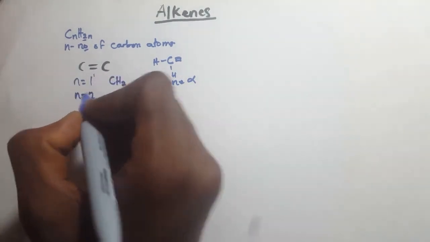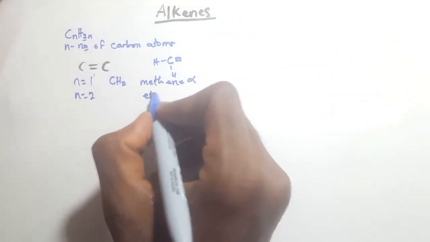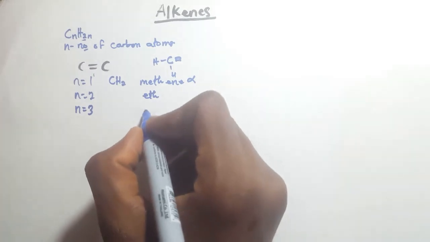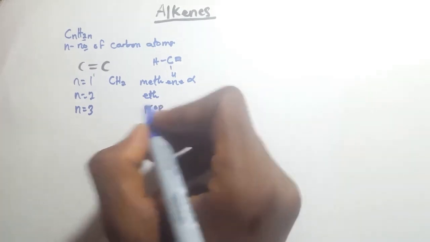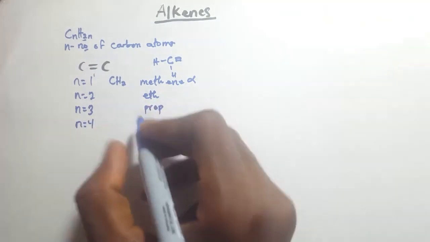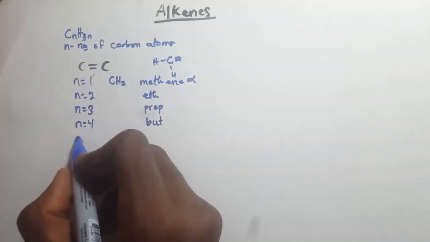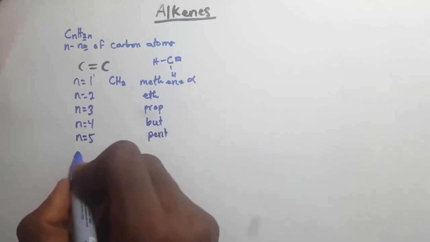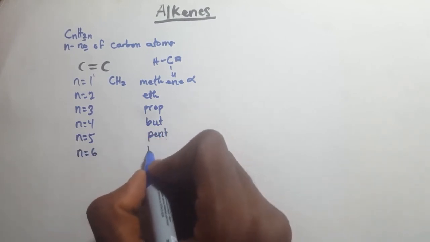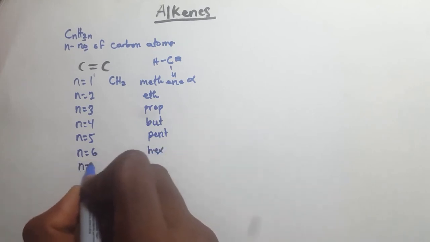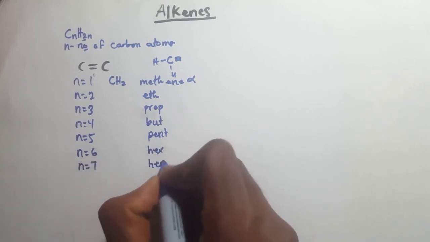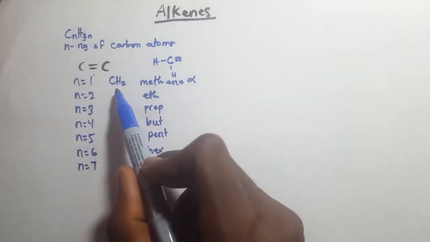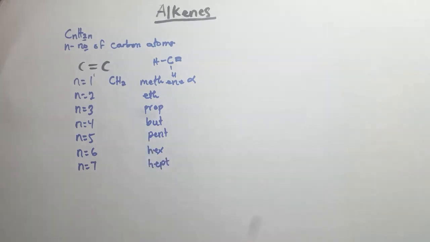So we can continue with the others. N equals 2, we call it eth. N equals 3, the actual name is prop. When n is equal to 4, which is the number of carbon, it is but. When n equals 5, it is pent. When n equals 6, it is hex. When n equals 7, I'll stop here, it is hept. So I'm going to write the molecular formula for each of the alkenes.